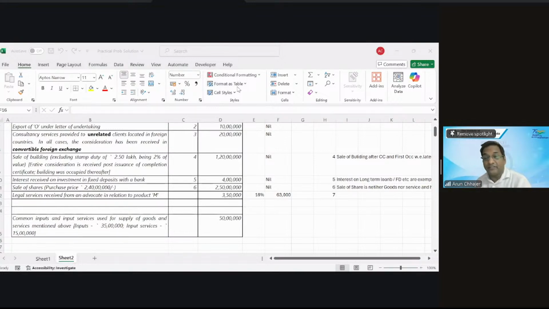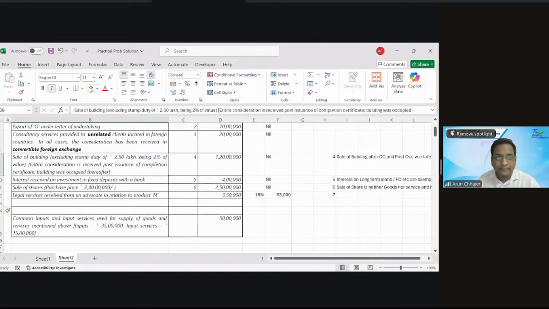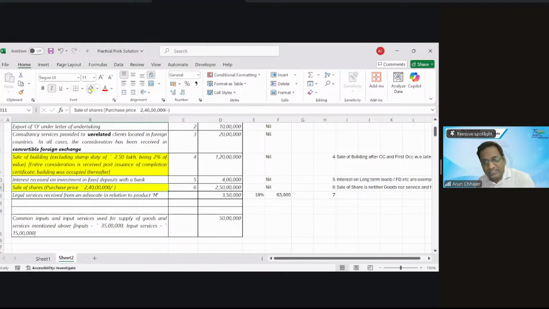What is the treatment for the difference of the sale? No treatment. This 24 lakh, or 2 crore 40 lakh, is being given in the question to create the confusion. Whether you are doing the trading business or whatever transaction, if it is shares, then it will be neither goods nor services. Both are not liable to GST, but can you tell me what is the difference?